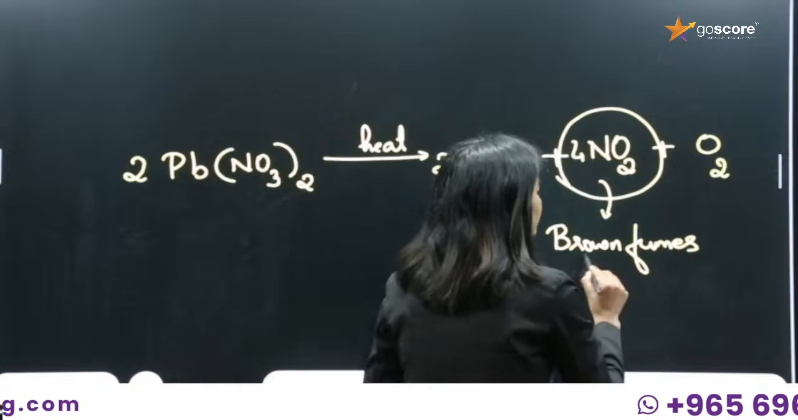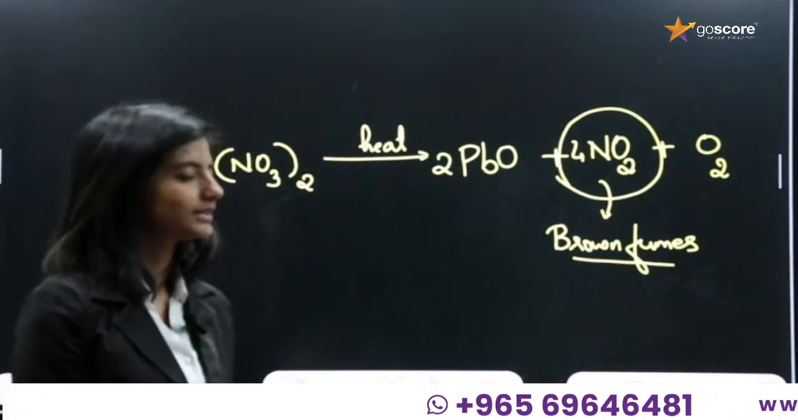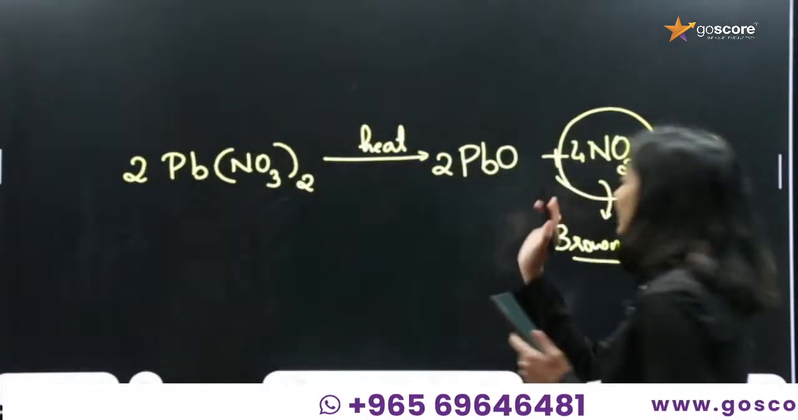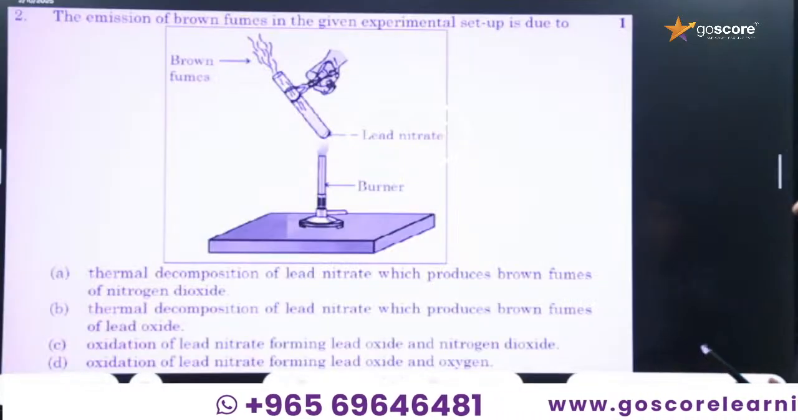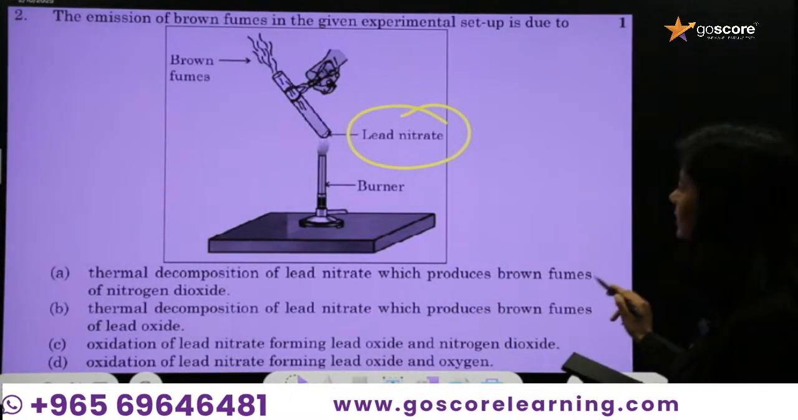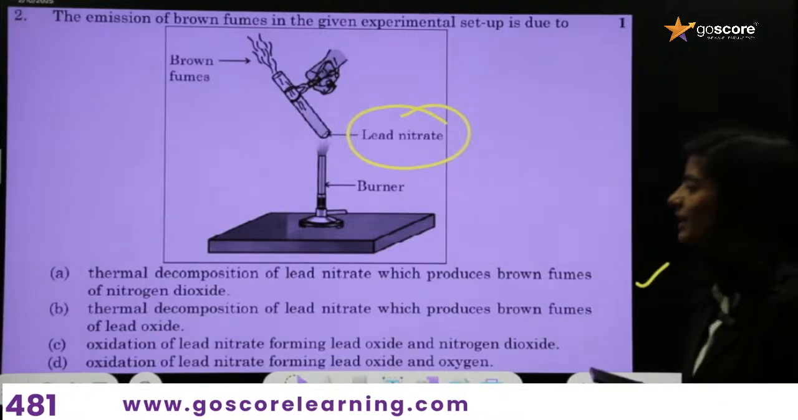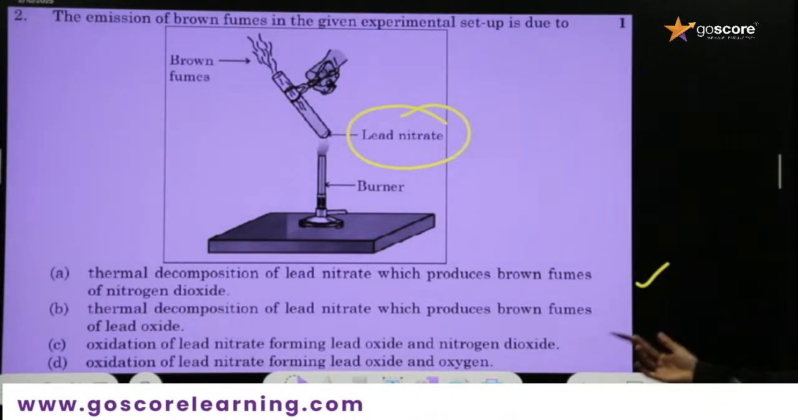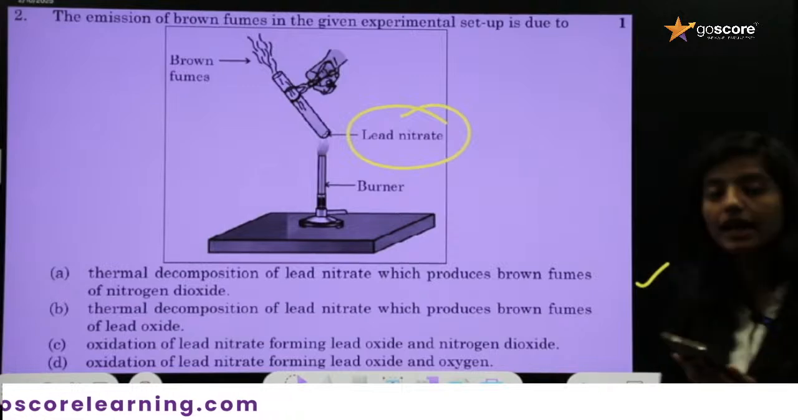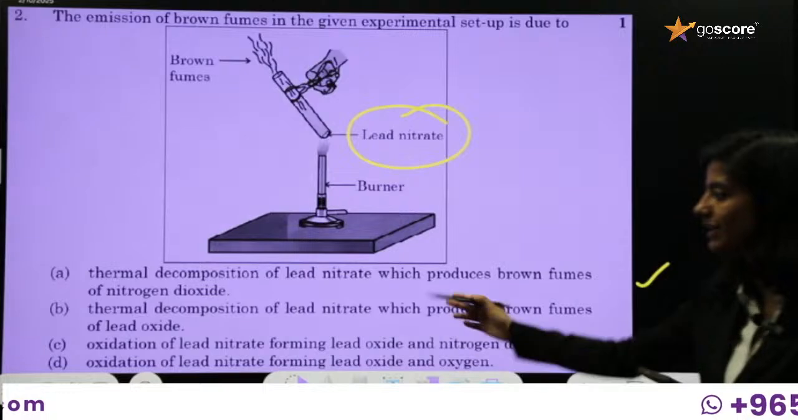Okay, the brown fumes are definitely due to the formation of nitrogen dioxide gas. Now let's get into the question. The thermal decomposition of lead nitrate produces brown fumes of nitrogen dioxide. That's a correct statement, right? So without even thinking, we can pick A. And if you are not confident enough, you can go ahead by reading the next options.